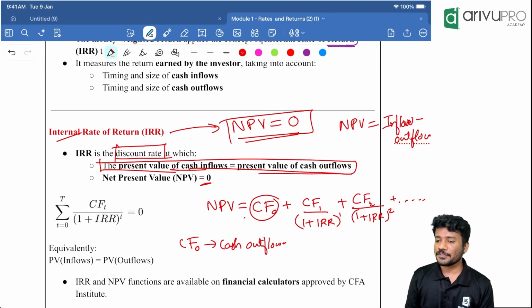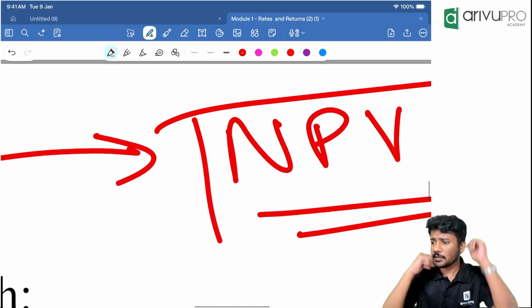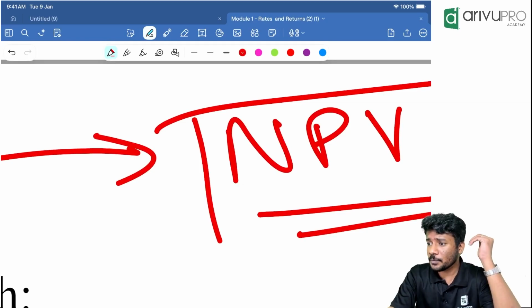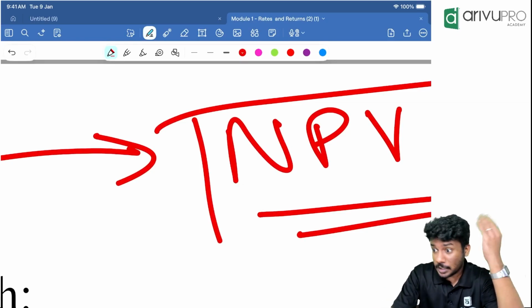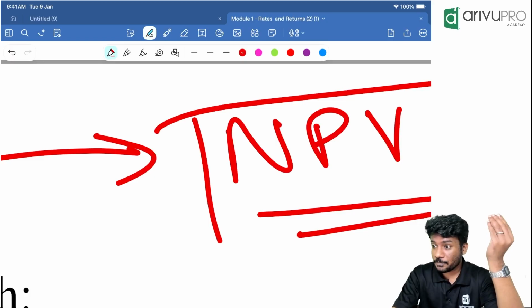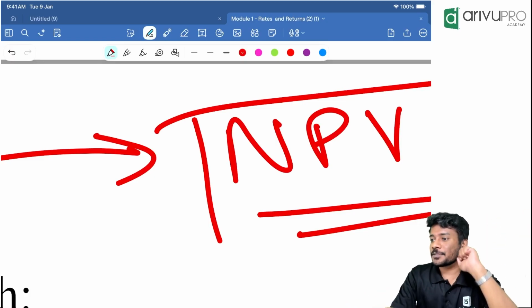In internal rate of return, the net present value is equal to what? 0. Net present value. You are aware about net present value? Net present value is nothing but our total present value inflow minus outflow. If you reduce that, you will get the net present value.